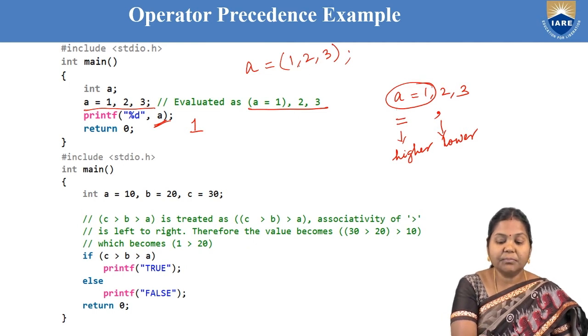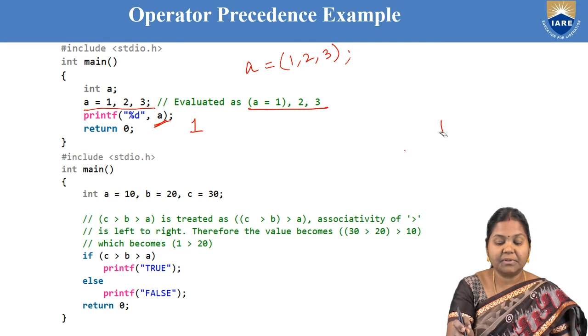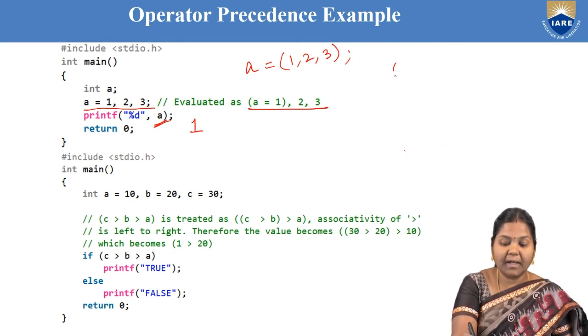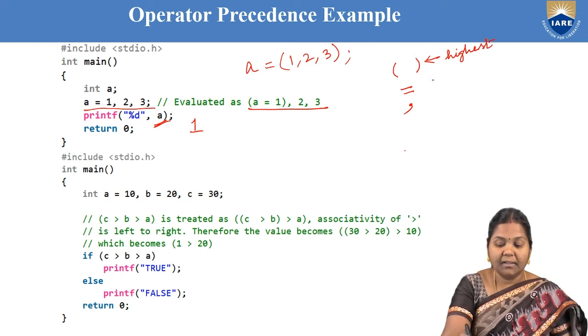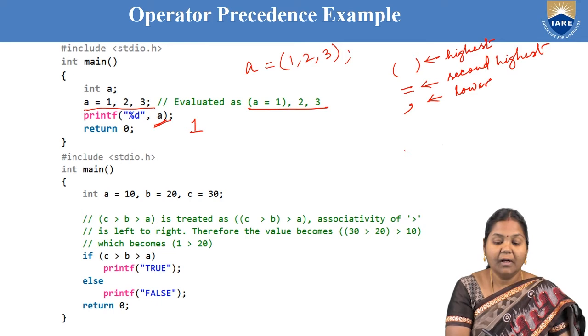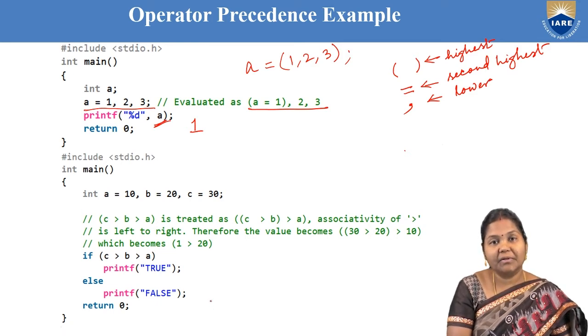So, if you put a bit inside the parenthesis, what are the operators available in this expression? The first one is the parenthesis, the second is the assignment (equal to), and the third is the comma. The parenthesis has the highest priority. You know that. Then assignment is second highest and comma has the lowest priority. So, among these three, the parenthesis will be evaluated first.